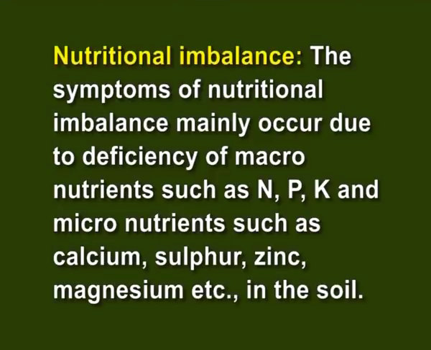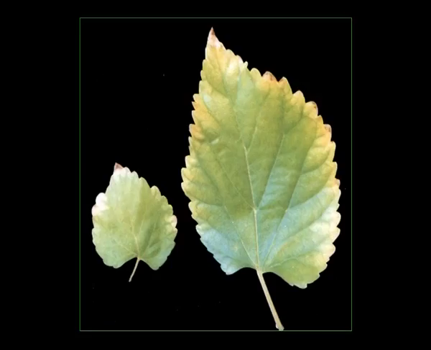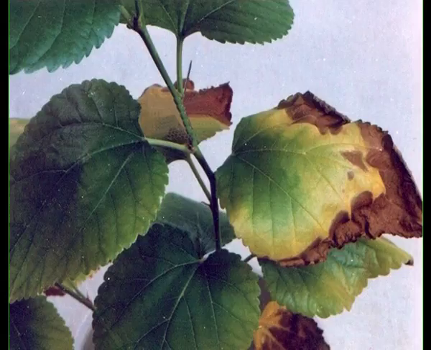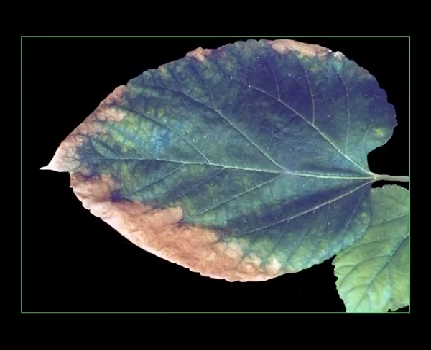Then nutritional imbalance. The symptoms of nutritional imbalance mainly occur due to deficiency of macronutrients such as NPK and micronutrients such as calcium, sulfur, zinc, magnesium, etc. in the soil. The symptoms of nitrogen deficiency appear as yellowing of leaves, more particularly of leaf veins, followed by poor growth of the plants. While marginal scorching of leaves at younger stage of plant indicates the deficiency of potassium. Interveinal chlorosis followed by marginal necrosis on older leaves is the symptoms of phosphorus deficiency.